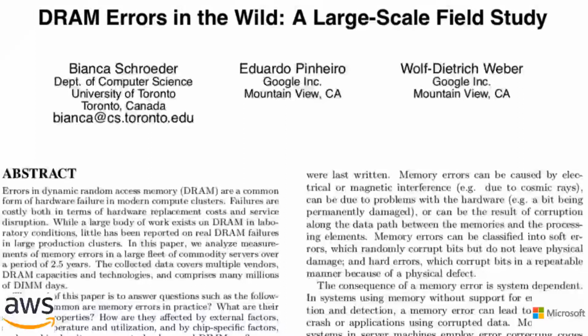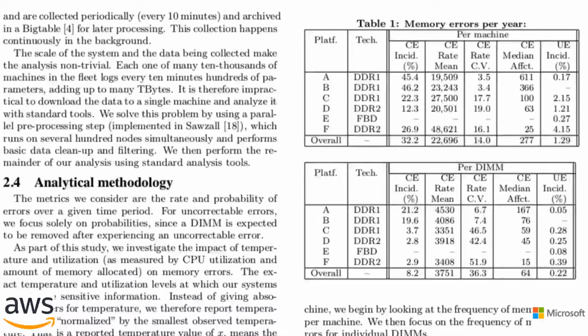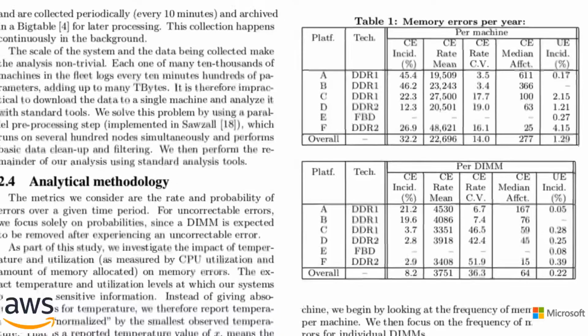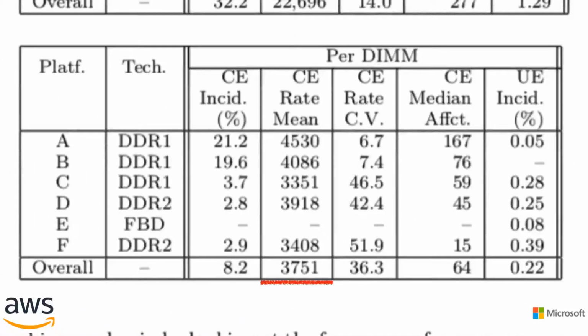And one of my favorite papers that I've found regarding this kind of stuff on the effects of radiation and specifically cosmic rays on DRAM came from a study they did in 2009 on some Google servers, and they found that for non-error corrected memory, the mean error rate amounted to 3,751 errors per year.